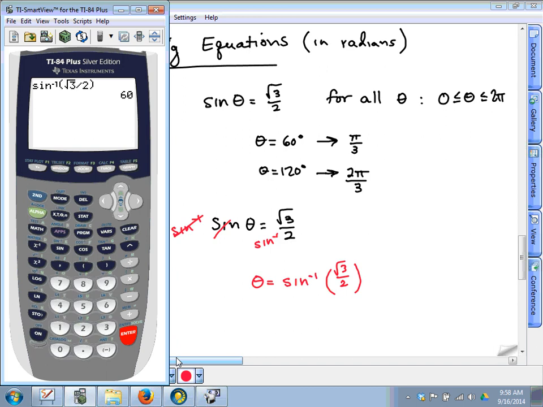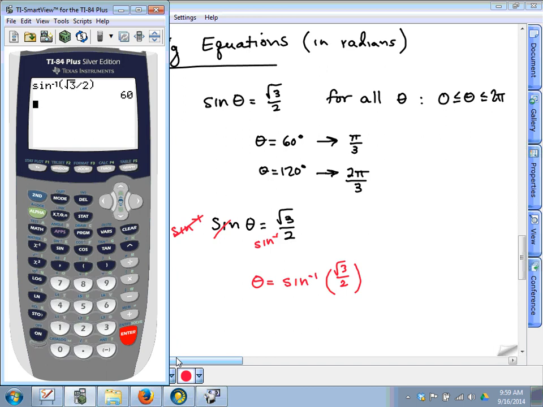The one problem that I need to caution you about with just using the calculator is you might think, all right, the answer is 60 degrees. Moving on. Is the answer just 60 degrees? No, you've got to remember, the calculator is a function machine. One input gives one output, but trig equations are not functions. One input could give multiple outputs. So you've got to understand, all right, it's only giving me the first quadrant answer.